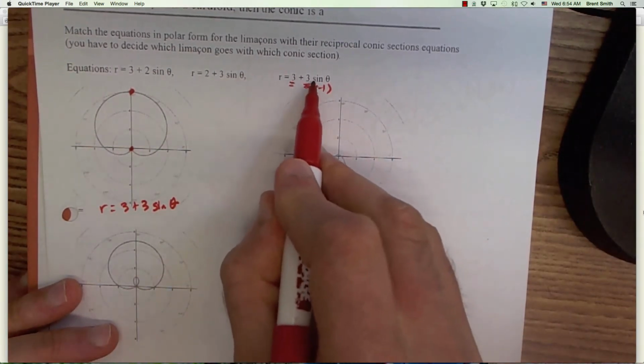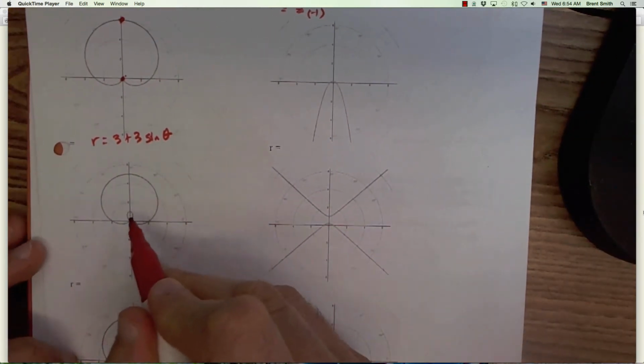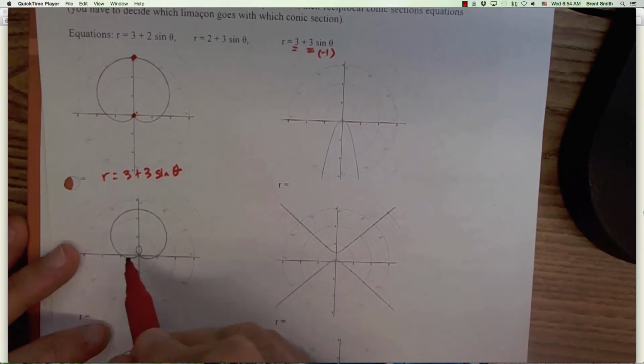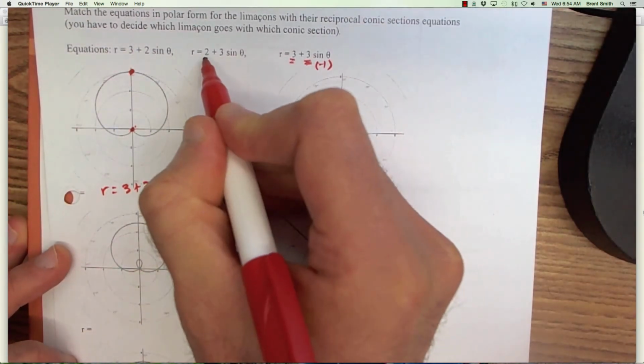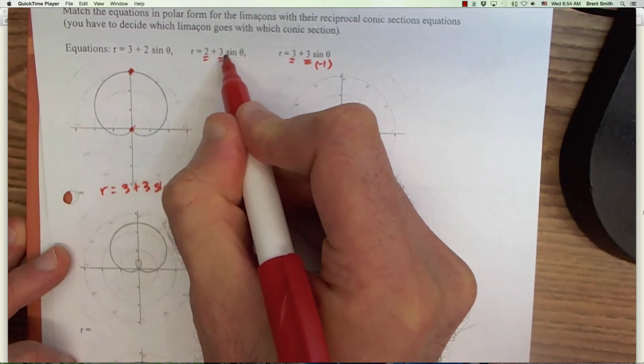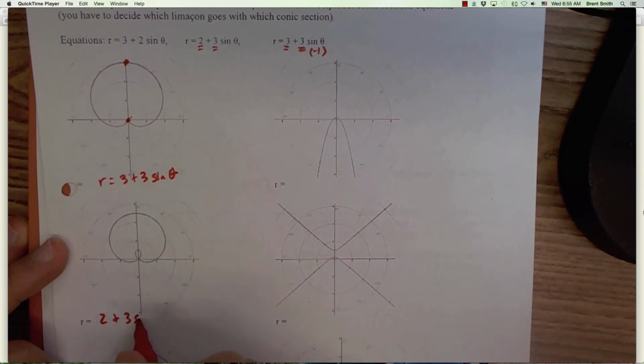So 3 plus -3 would give us 0 at 270 degrees. Okay, for this one with the loop, that's the case again where b kind of overpowers a. And so that's the case where b is greater than a. So this is going to be 2 plus 3 sine theta.